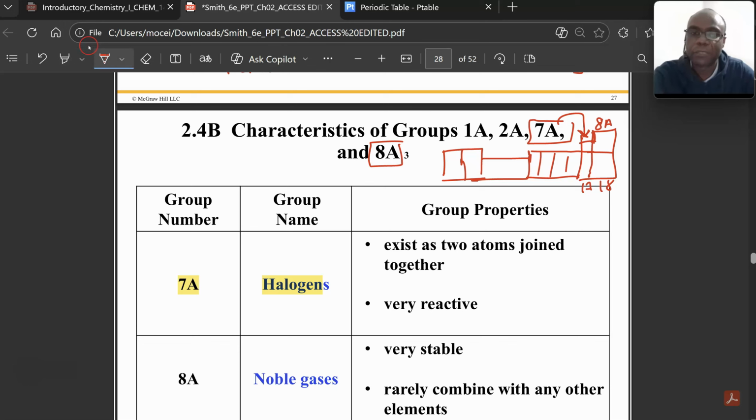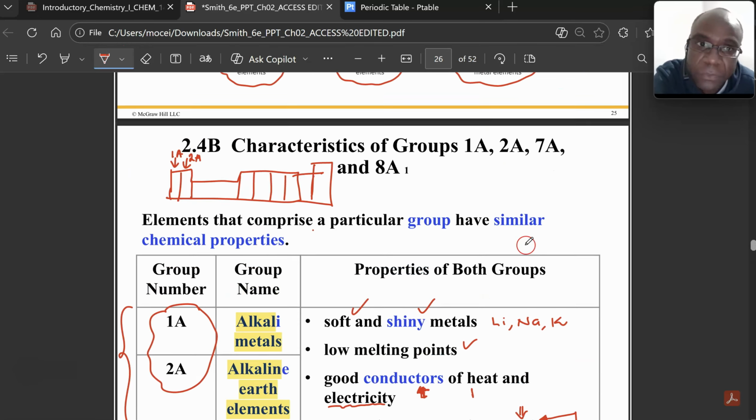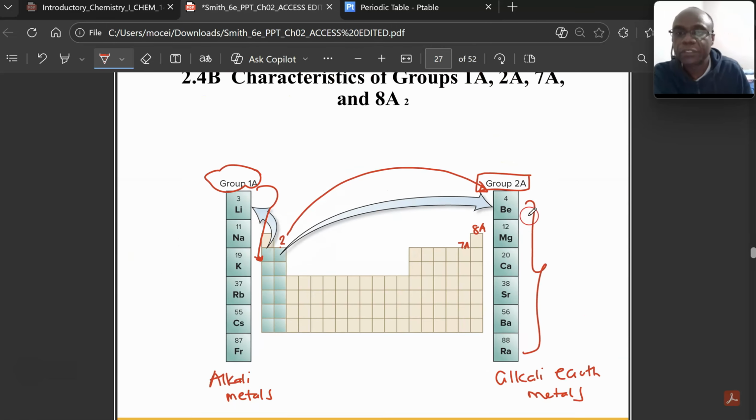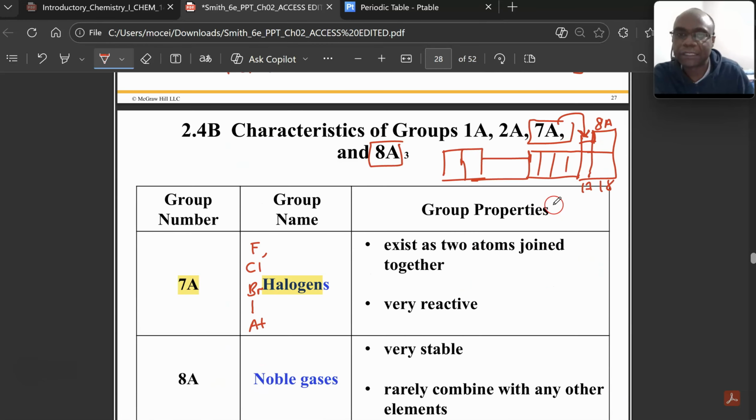These ones, when combined with metals, give you salts. Examples are fluorine, chlorine, bromine, iodine. I think we have astatine under the iodine. Do we? Let's look at the periodic table. Yeah, we have astatine and we have tennessine. Those are called halogens. They are group 7A elements.